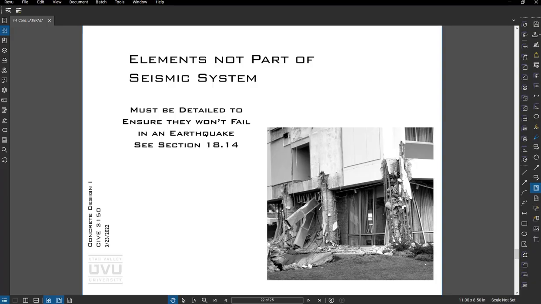So in this case, the building will probably be torn down, but it's still standing because of those ties, and people can get out. And that's really the key provision of Section 18.4: how do we detail the other elements in the building to remain stable.